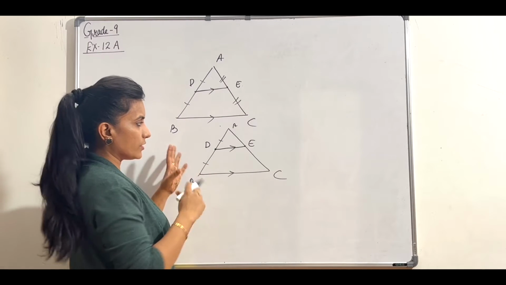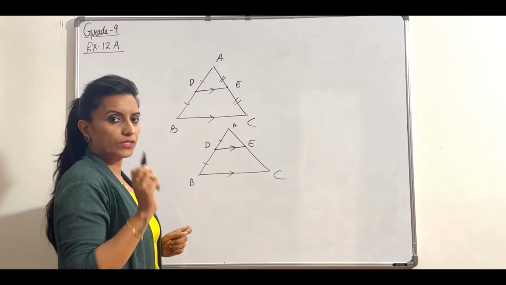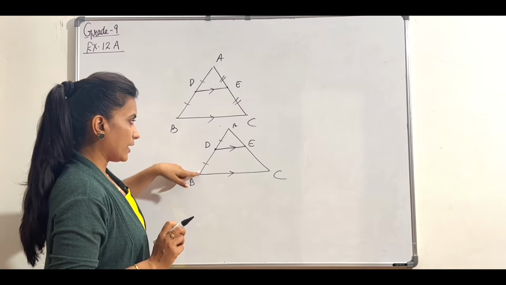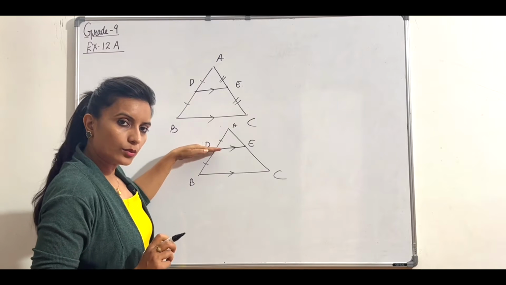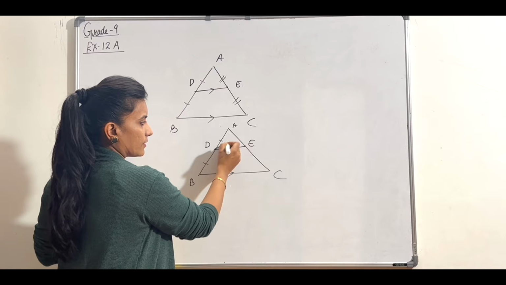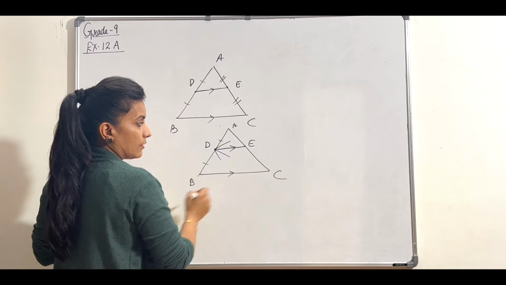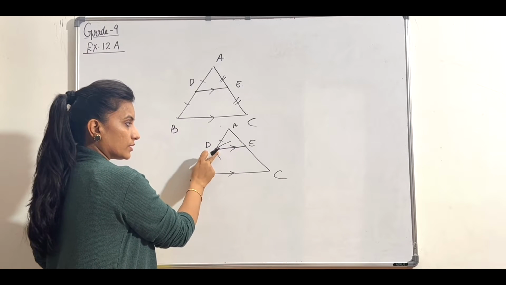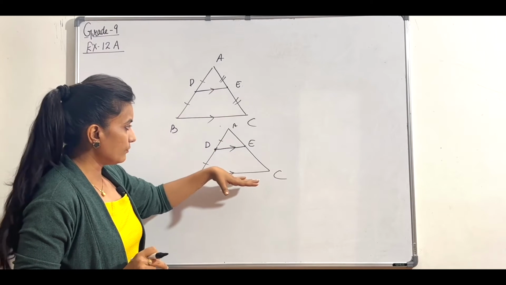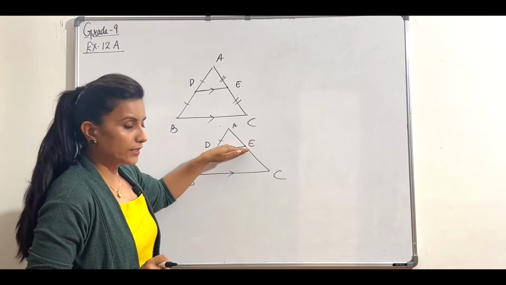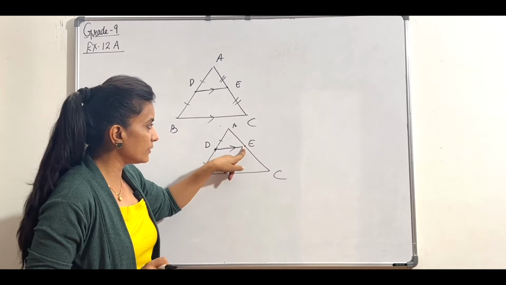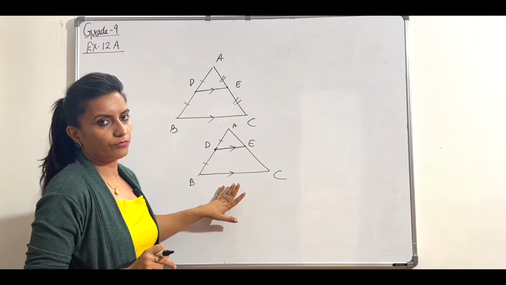I repeat, if in a triangle the midpoint of one side is given, let's say here D is the midpoint of AB, and through D there is a line which is parallel to BC, through D we can see many lines can pass, right? Many lines can pass. But we are talking only about a line which is parallel to BC. Then the line DE will bisect the third side which is AC. It means E will be the midpoint of AC. This is the converse of midpoint theorem.